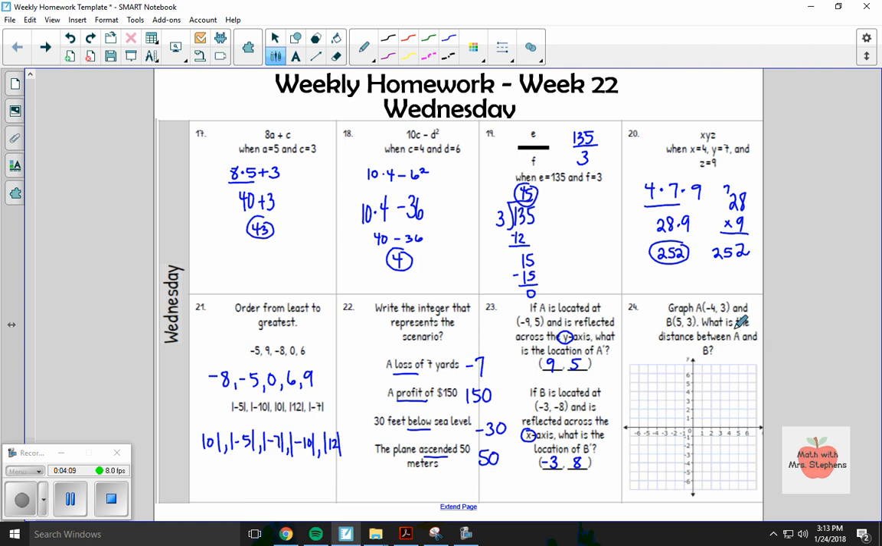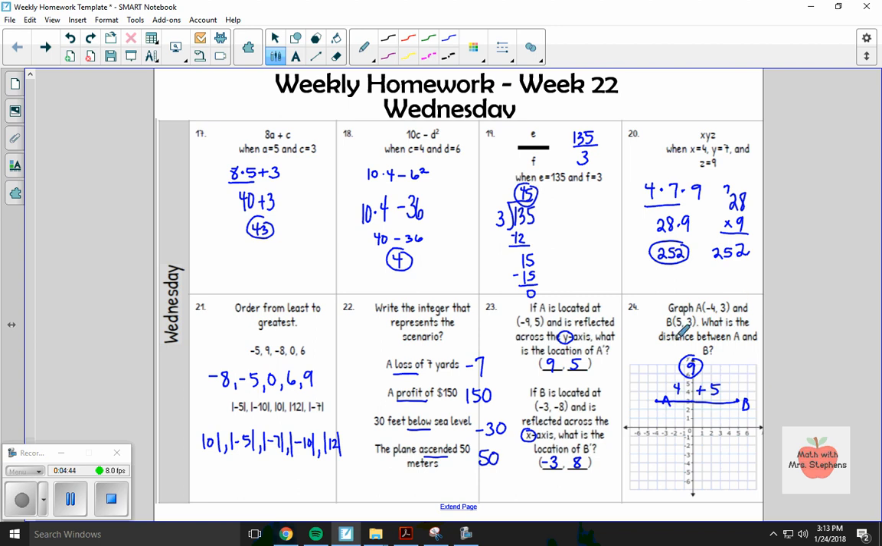Number 24, graph -4, 3. -4, 3 would mean to the left 4, up 3. Let's label that A. B is at 5, 3. So to the right 5, up 3. And we are going to find this distance. From A to B, well, from A to the y-axis is 4 units, and B to the y-axis is 5 units, so 4 plus 5 is 9. The distance is 9 units.